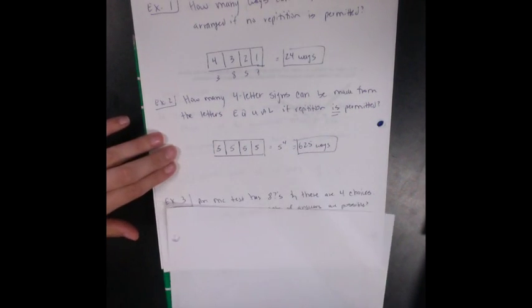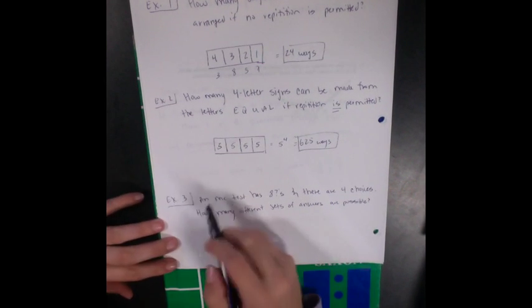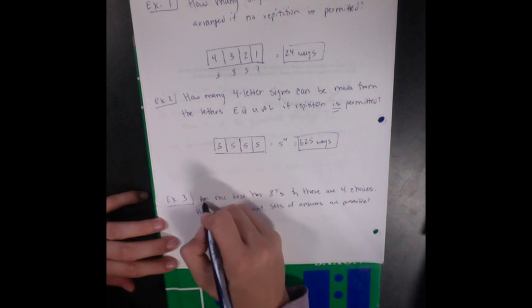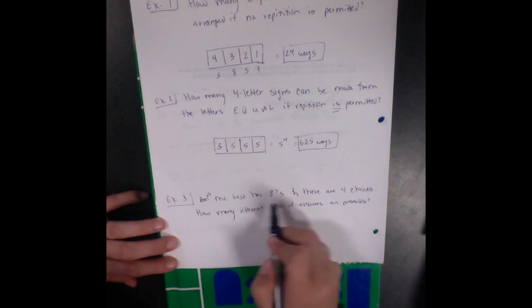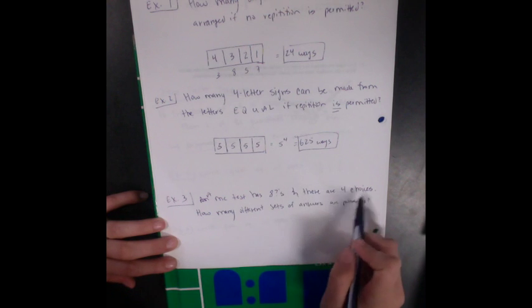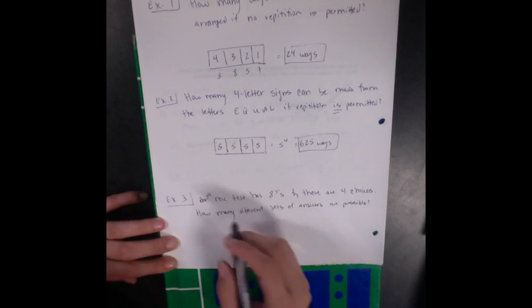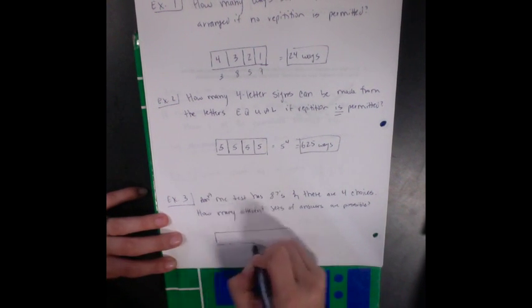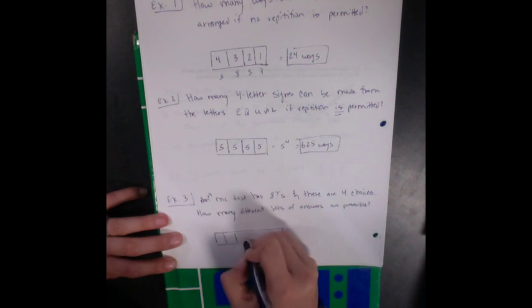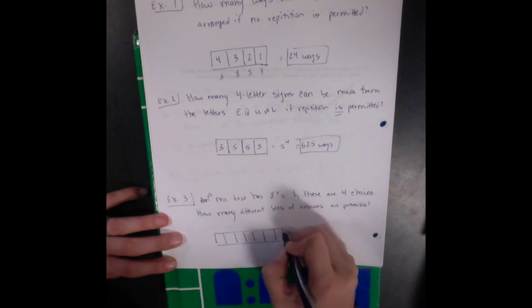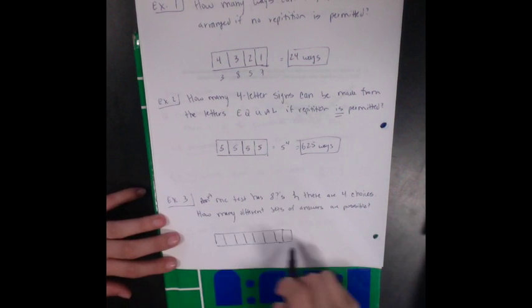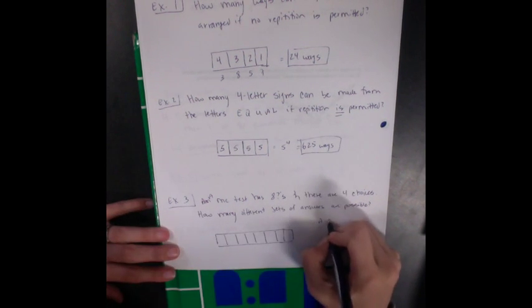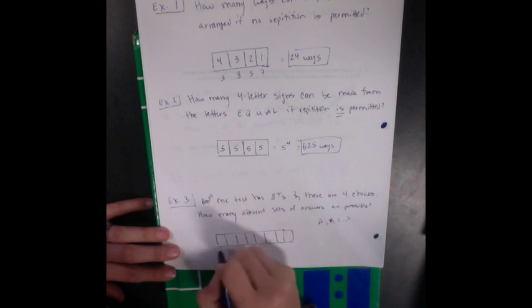All right, let's do another example. A multiple choice test has 8 questions, and there are 4 choices per question. How many different ways? So we have 8 questions, so I have 8 boxes, and there are 4 choices. How many different sets of answers are possible? Now, in this case, let's say my choices are A, B, C, or D.